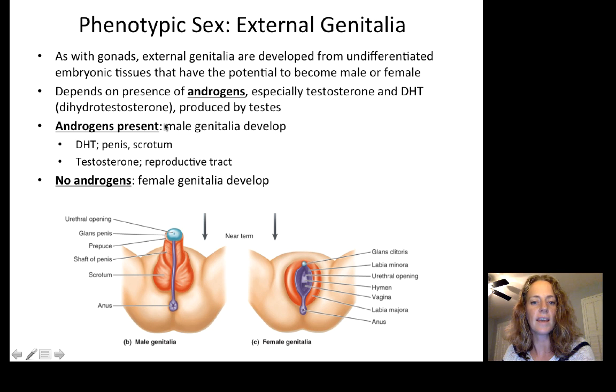The androgens present then will produce male genitalia in this form. So DHT will signal for penis and scrotum development. Testosterone will signal for the reproductive tract development. That is the Wolffian tract I just showed you in the previous page. If there are no androgens or the testes are not appropriately producing androgens, then female genitalia will develop. And here everything is color-coded as to its developmental origin, so you can see the tissues that they originally came from.